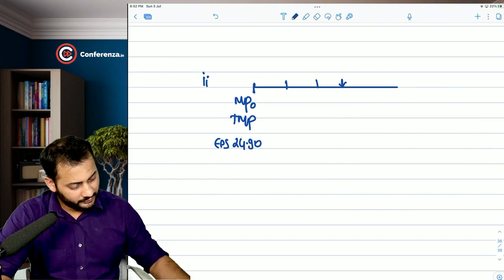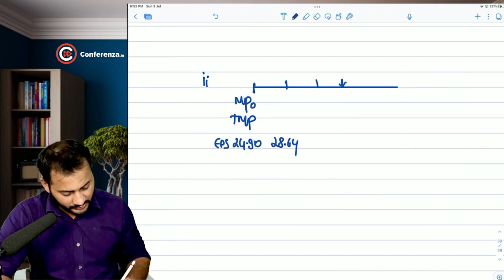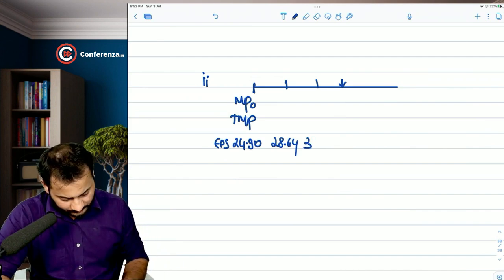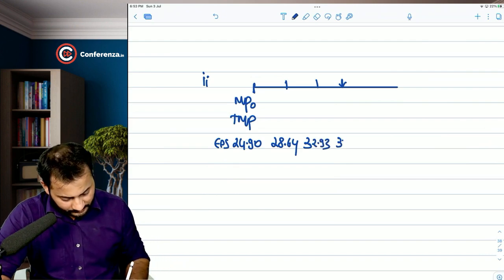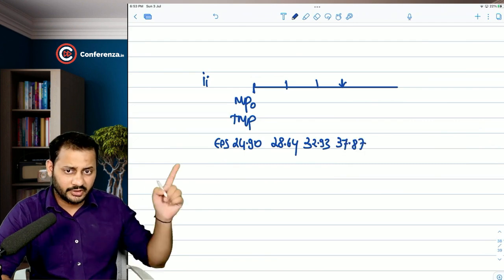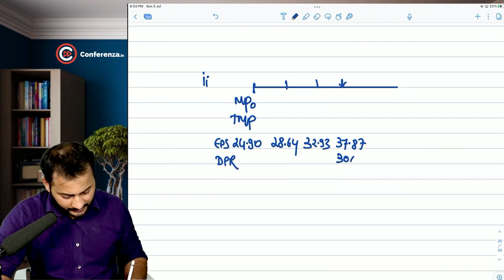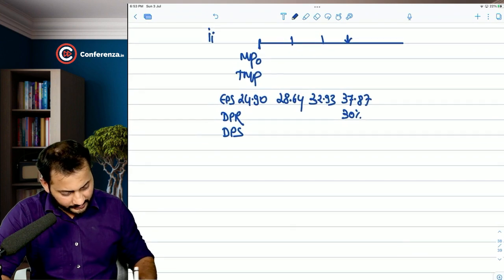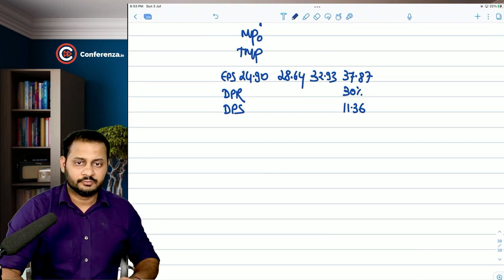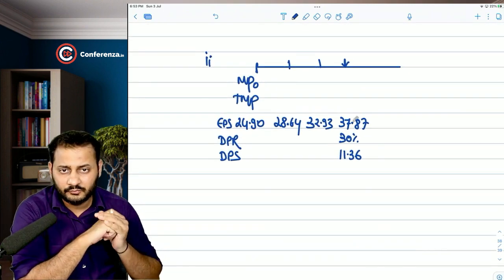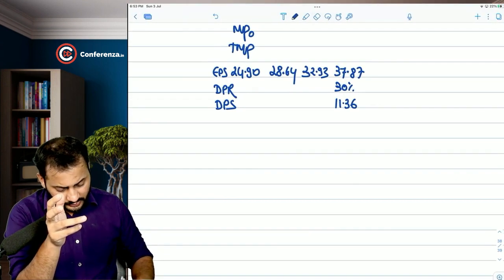24.90 into 1.15 goes to 28.64, into 1.15 goes to 32.93, into 1.15 goes to 37.87. Okay, we got the EPS of the third year. Then calculate the dividend payout ratio, which is 30%. We will get the DPS of the third year, which is 11.36. And this 15% is nothing but the growth rate. You get it? So this is your D3.